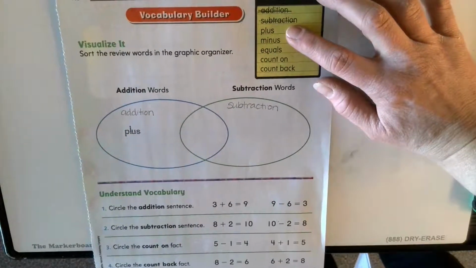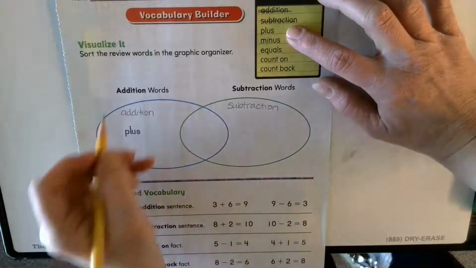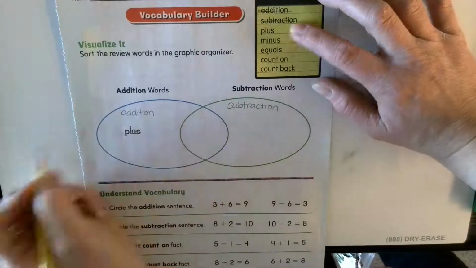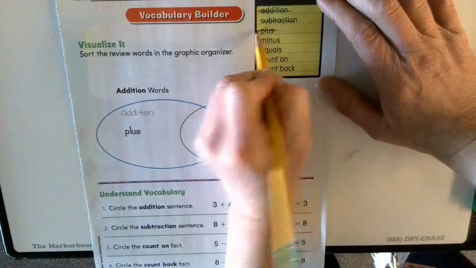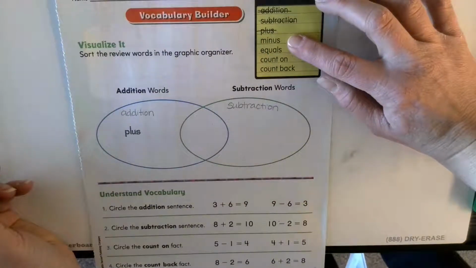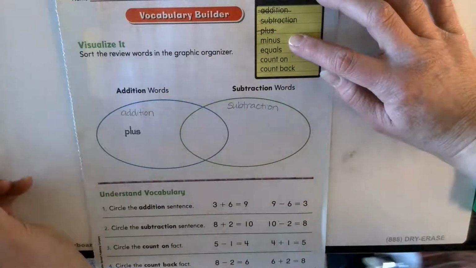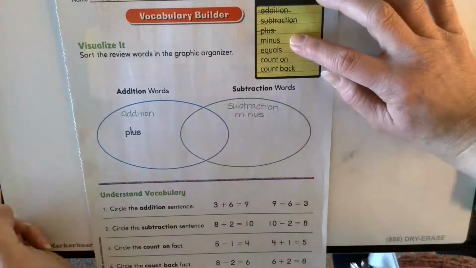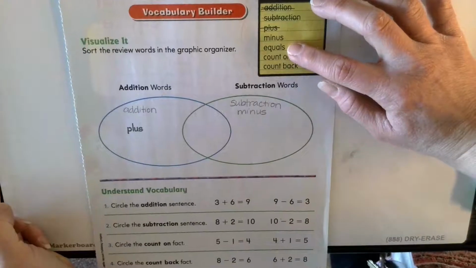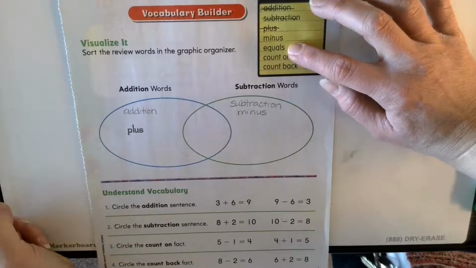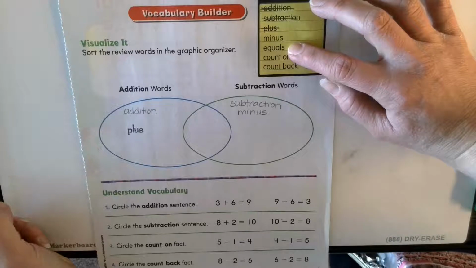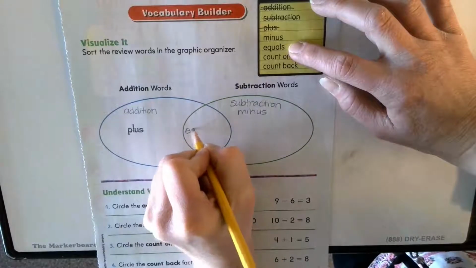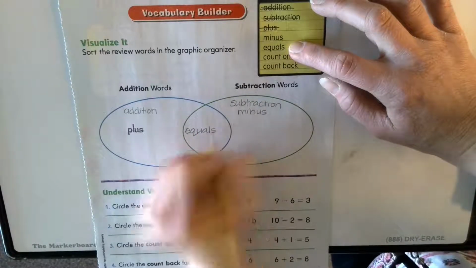Plus. Well, plus is already written for us in addition. I'm just going to trace over it. Minus. Well, I know that has to do with subtraction, so I'm going to write it in this side. Equals. Well, both an addition and a subtraction equation can have equals, so that is going to go right in the middle.